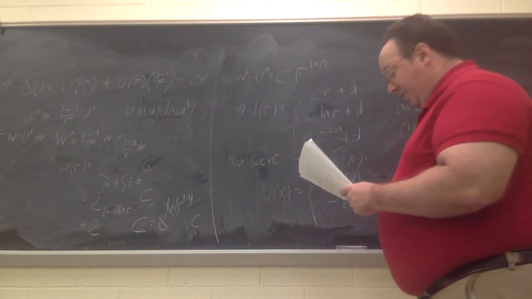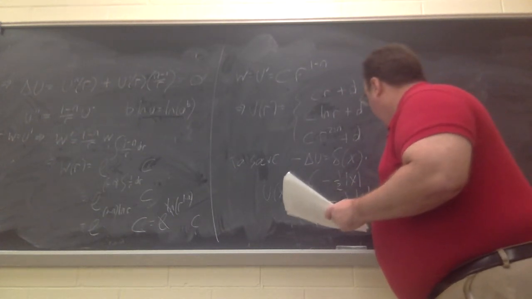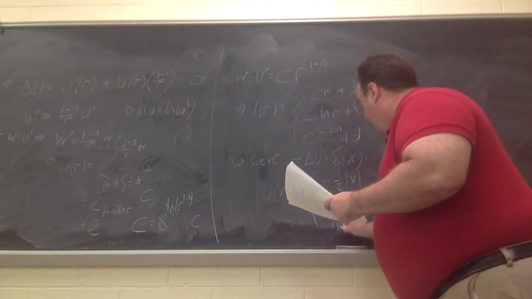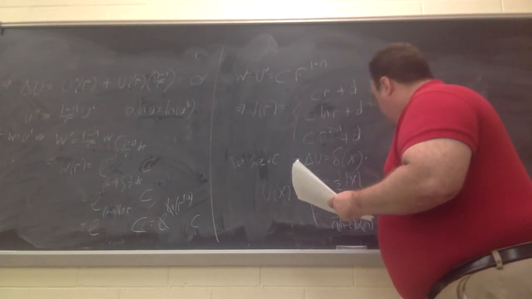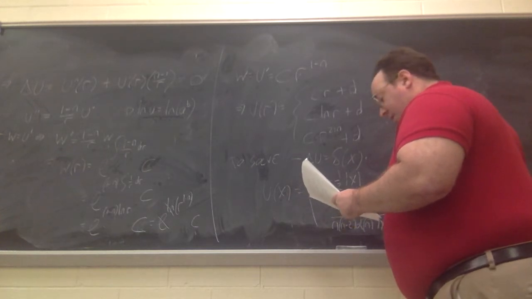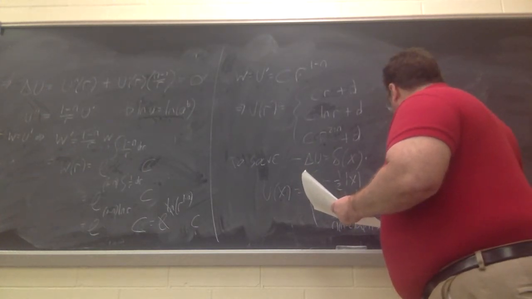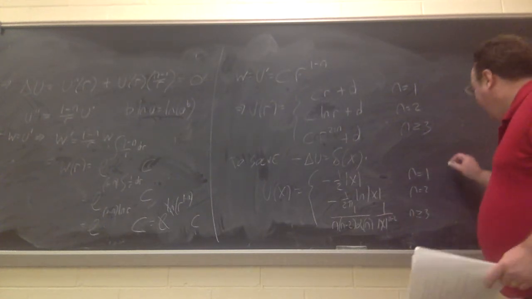And finally, a more elaborate expression here, 1 over n times n minus 2 times alpha of n, 1 over absolute value of x to the n minus 2. So d is always 0. So forget d. Where did alpha come from? I got to define that.